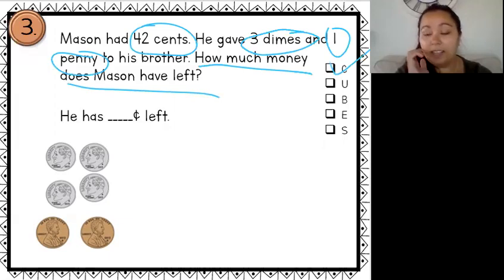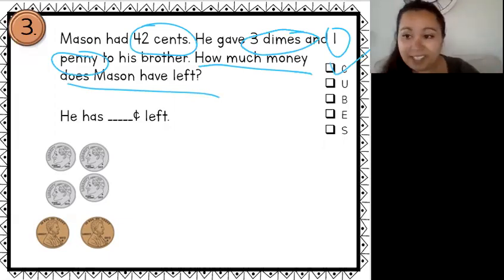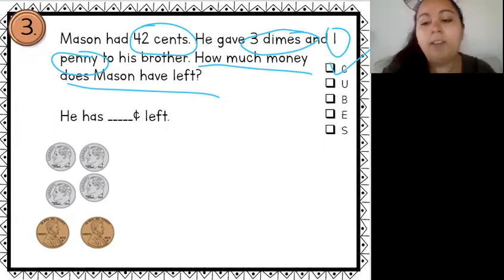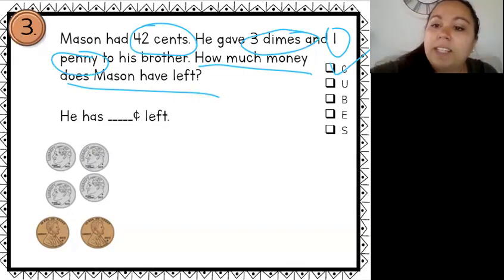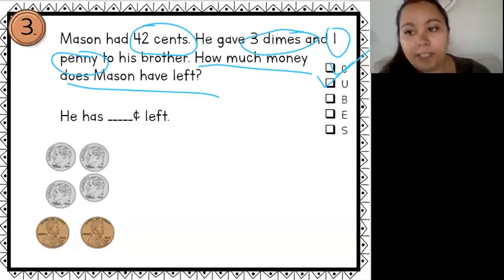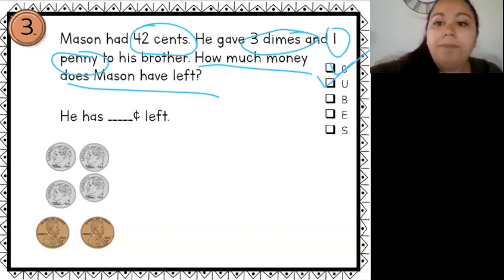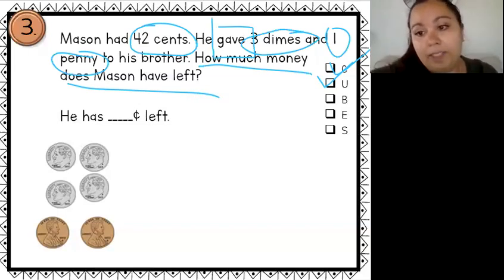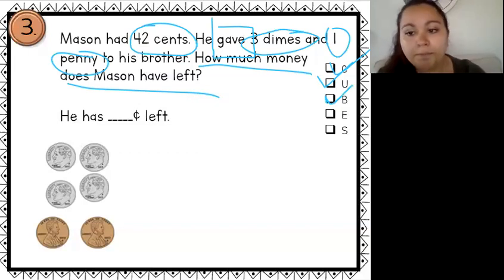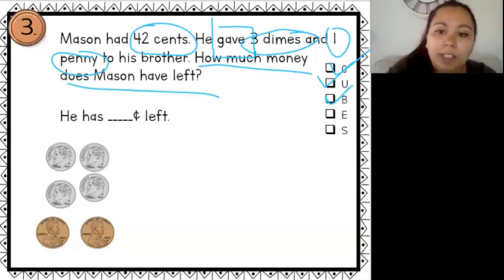In this case, again, they're not asking how much he has, because then it would be the answer already. Mason has 42 cents. It says it right there. Not asking that. He's asking how much he has left, if he gave some away to his friend. And right there, gave is that really important math word, because when you give something away, you have less, and that other person has more. So he's giving away 3 dimes.